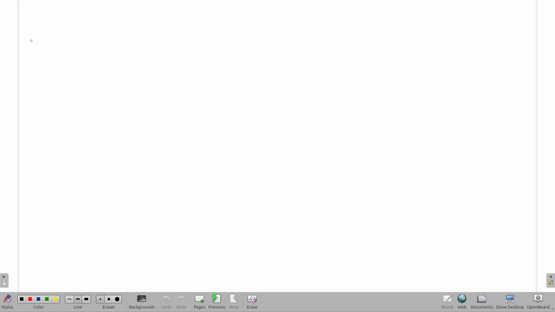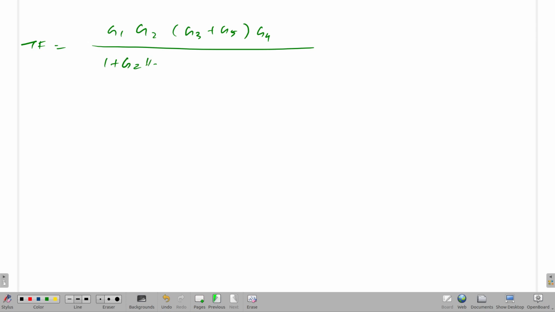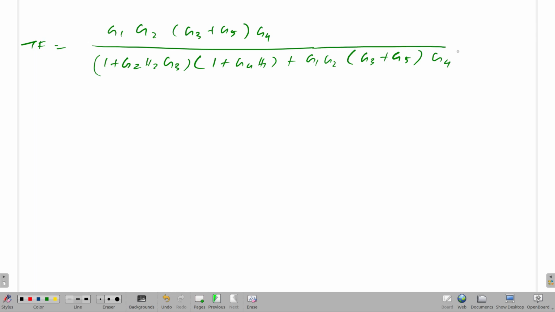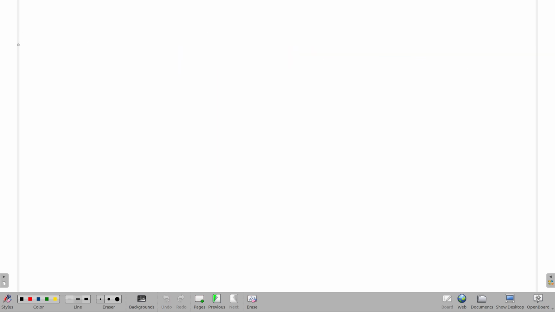I think the final transfer function is equal to G1, G2 into (G3 plus G5 into G4) divided by (1 plus G2, H2, G3) into (1 plus G4, H1) plus G1, G2, (G3 plus G5 into G4). This is the final answer. Okay, now moving on to the next question.